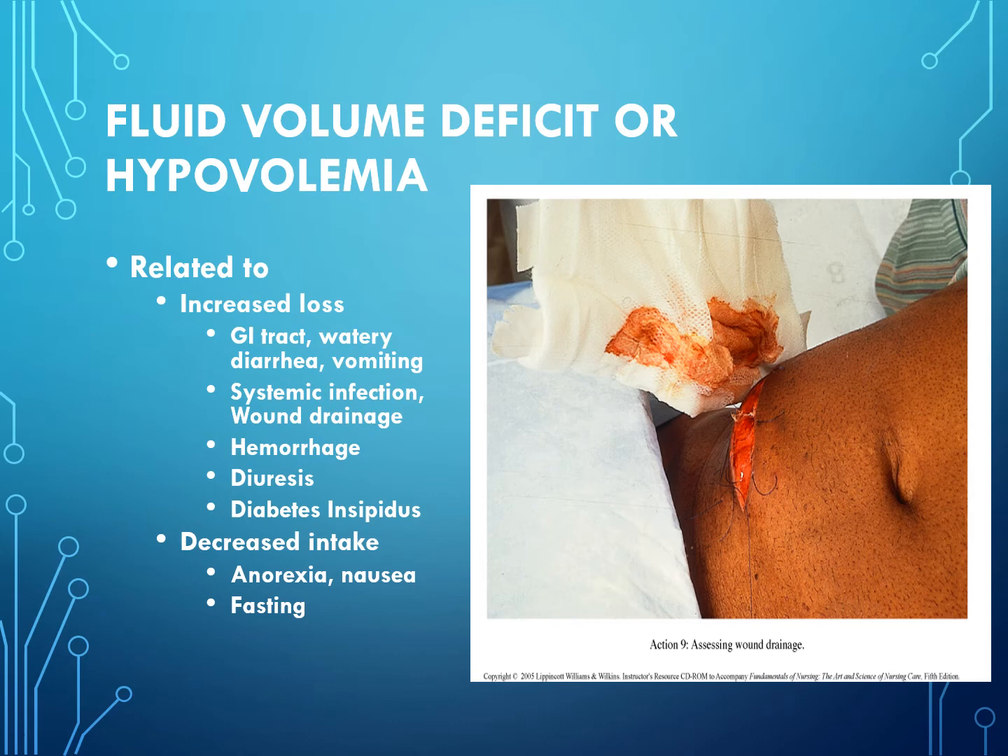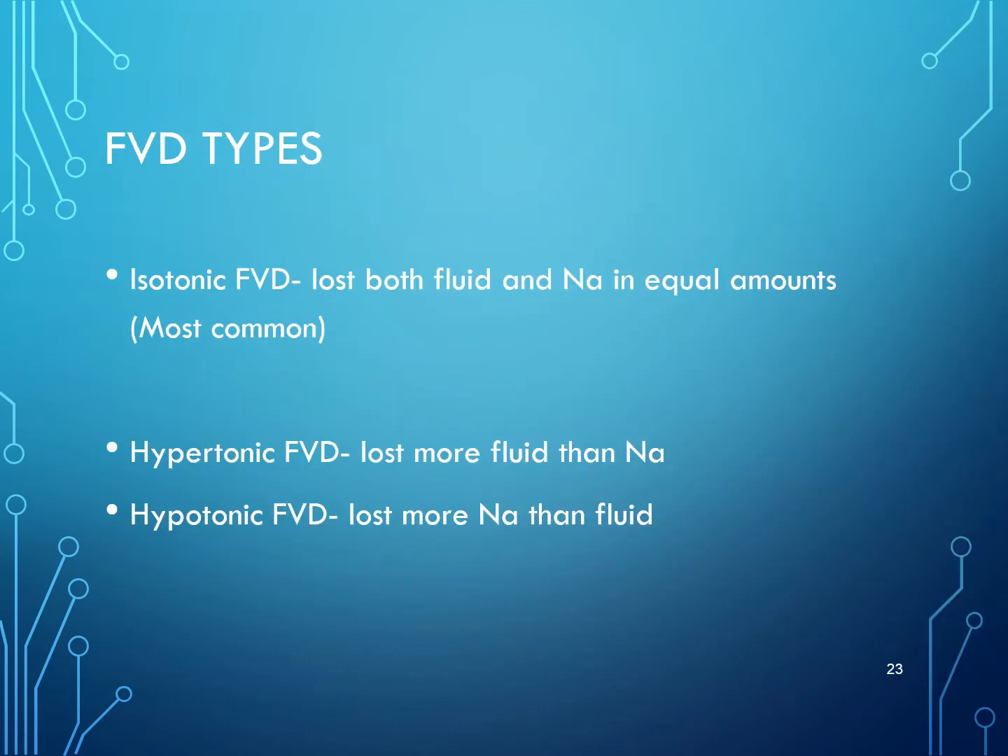We have anorexia, especially for cancer patients that are on chemo. They're not able to take anything in. Those that are nauseous, unable to take the fluid in or keep it down. And then fasting for diagnostic tests. And also severe respiratory disease. You are breathing so hard that you can't eat or drink because it's too much work. Those are all factors that could lead to fluid volume deficit.